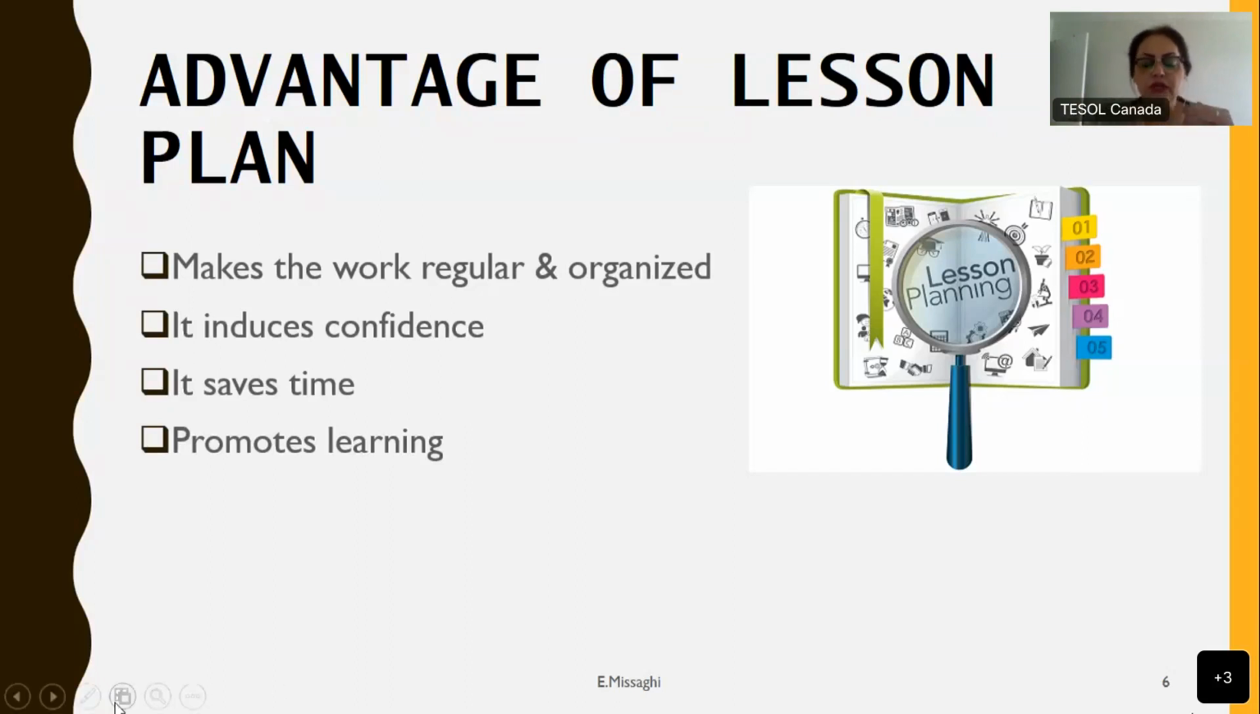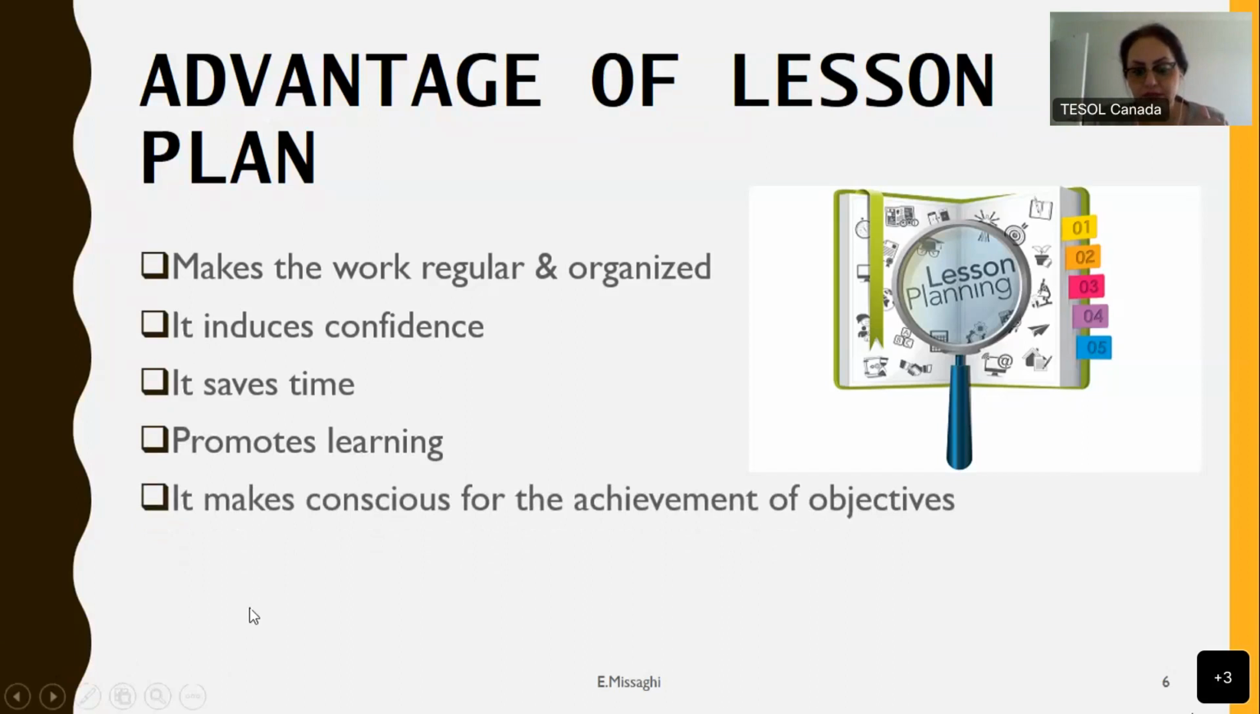If you want to be organized, save time, have better confidence, and promote learning, you need to plan before going to the class. And you can achieve the objective of the class. Otherwise, no good results. So if you want to improve the results, we need to plan before going to class.